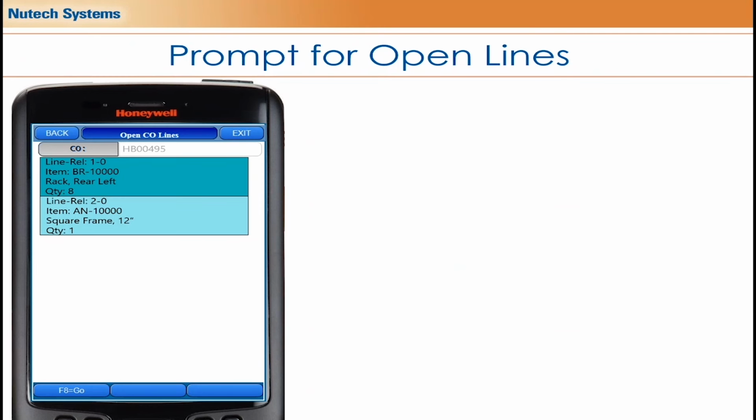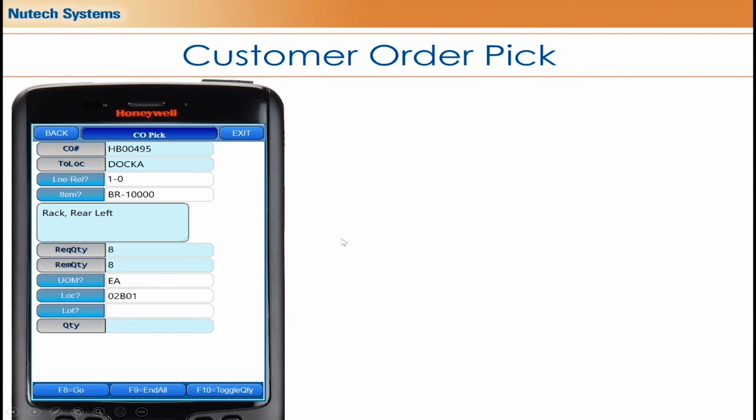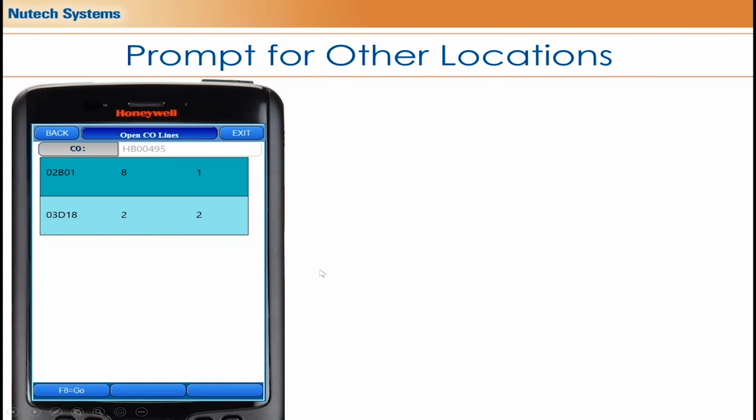On this next screen, it gives a little bit of description of the item here along with some other key details. So, it appears to be a rack for the rear left side. It gives a required quantity and the remaining quantity just below that, the unit of measure, and the location that you can go pick it from as well. But again, we will show you that we can also look at other locations for this case. So in this example, we have two sites out there that have the specific item located in it.